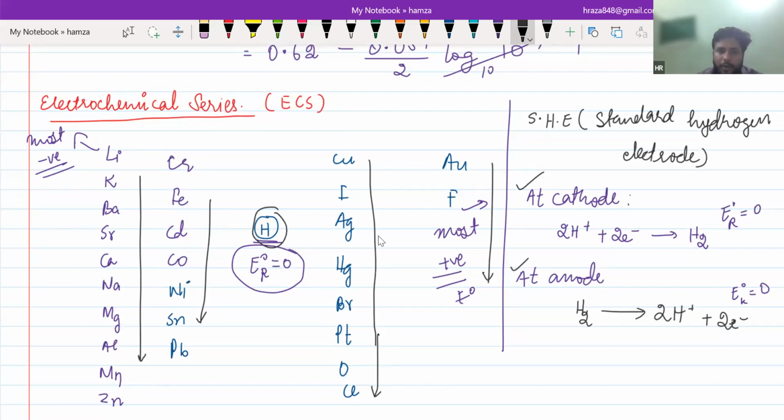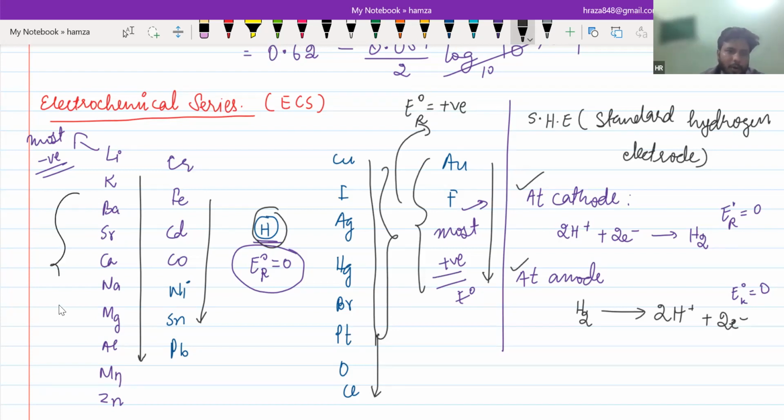So I'm going to write all this, this and this both. E naught value is positive. E naught R. Now, if we look at this and this, E naught R will be negative, and hydrogen has a value which is 0. So its application is very important. First of all, I'm going to write the characteristics of the electrochemical series. It's very important. So please write it.